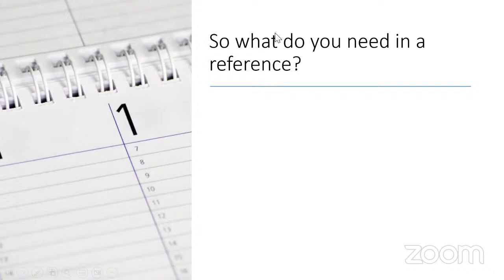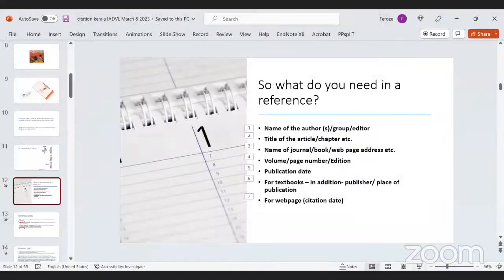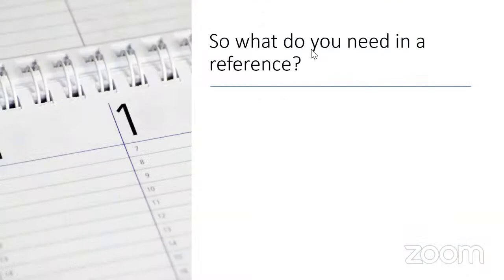I'm not sure how many people are actually listening in, but please do give your inputs, you can put it on your chat box or you can unmute yourself. So any of the PGs, what do you need in a reference? Anybody? So when you write a reference, what all things do you require? For example, if you are citing a journal reference, what things would you include in the reference?